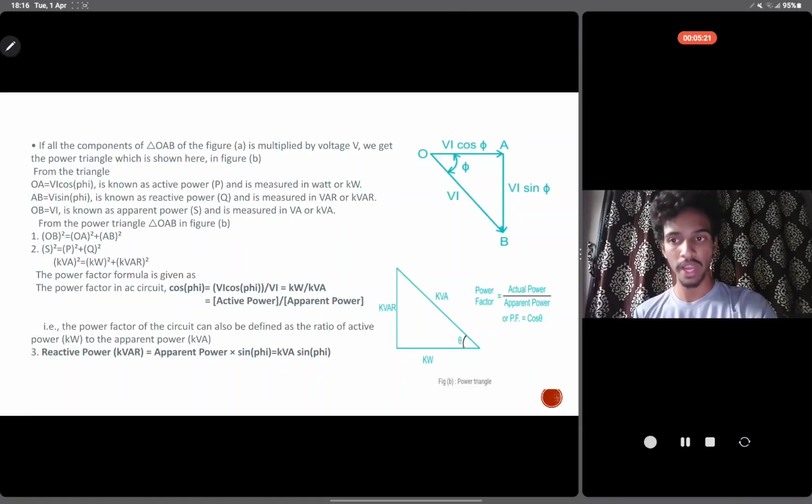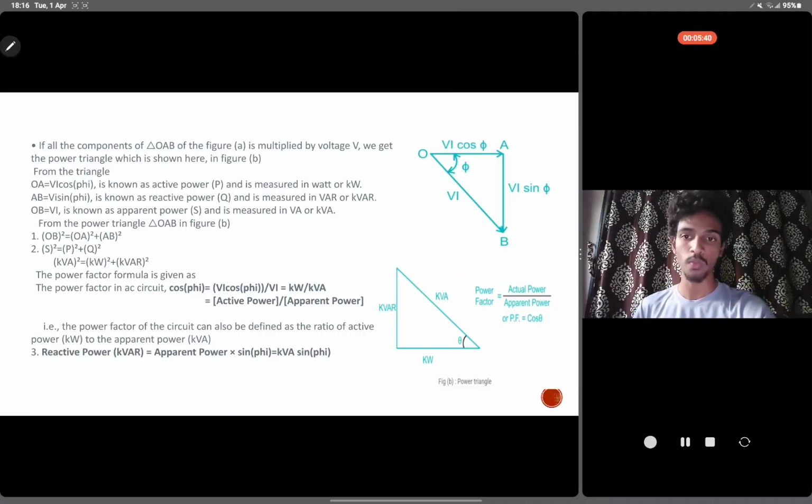We know that OB is equal to S, OA is equal to P, and AB is equal to Q. Substituting that, S square is equal to P square plus Q square. We can write in terms of units, where kVA square is equal to kW square plus kVAR square. The power factor formula is given by the power factor in an AC circuit.